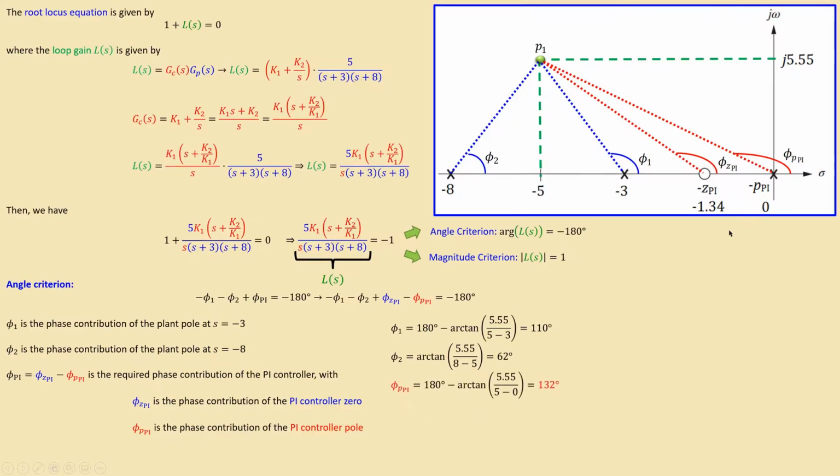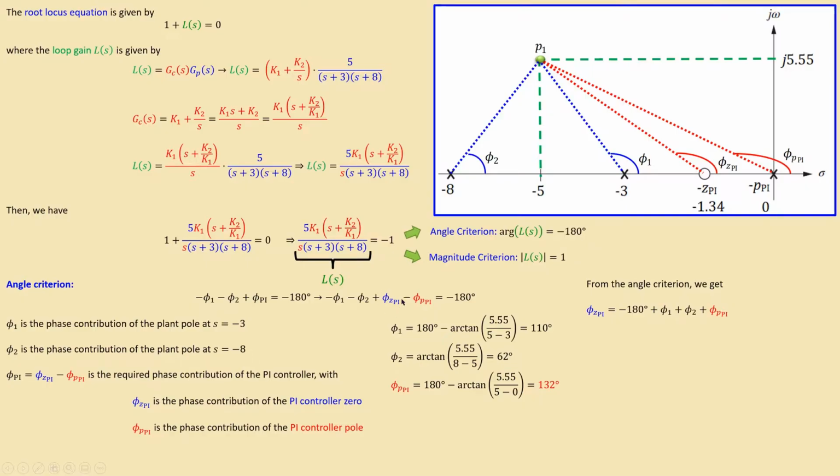Now the pole of the PI controller is also located at the origin, so I can also calculate that. That also requires 180 degrees minus this part, which is done here. It is again the height divided by the length, which is in this case just 5. So arctangent of 5.55 divided by 5, and then 180 degrees minus that part will be 132 degrees. So I can now collect phi 1, phi 2, and also phi of the pole of the PI in here, and then I have the following.